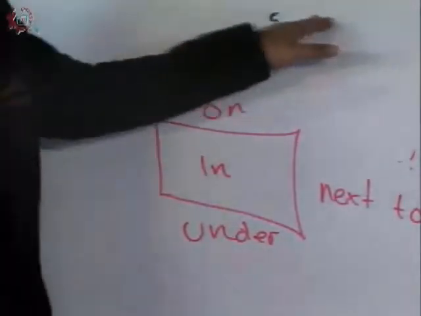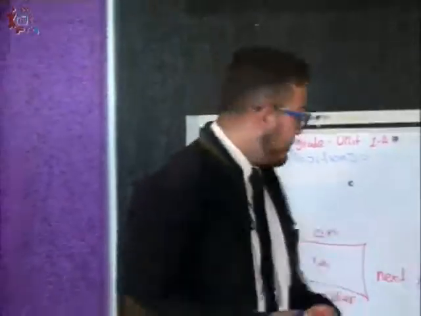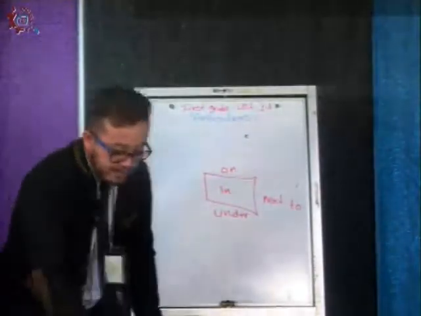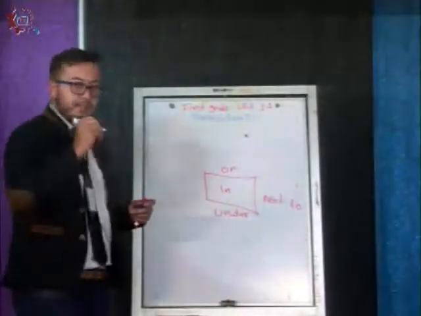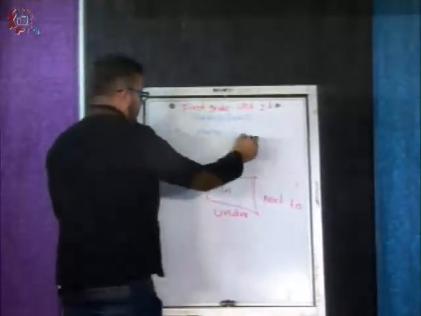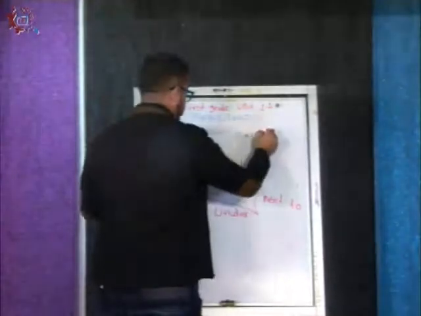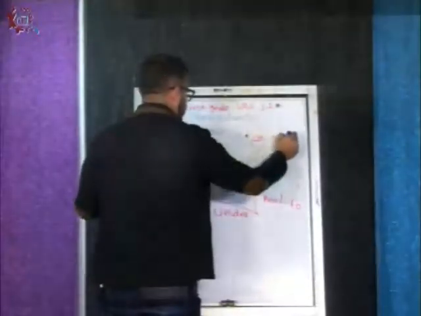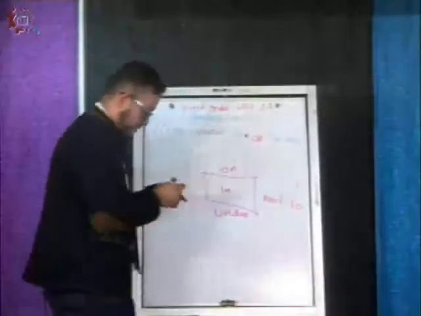So what are the prepositions for? We're going to use prepositions to express where the objects are, all right? For example, where is the eraser? You can see the eraser is on the table, all right? So we're going to write the example one. Number one, the eraser is on the table. Yes? So when you see objects on top of something, you're going to use on.